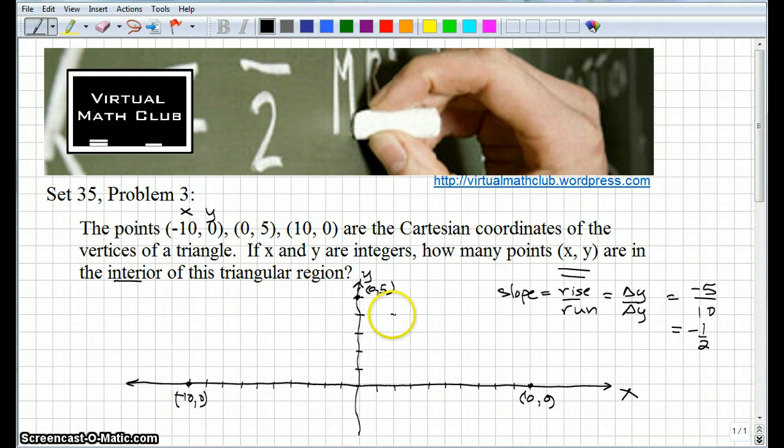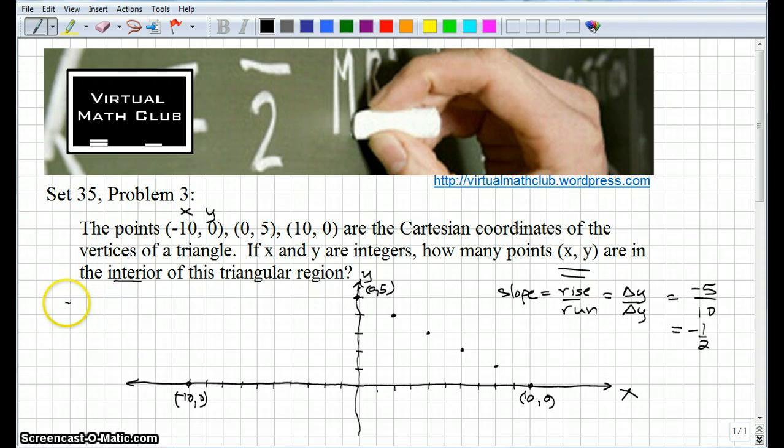Okay, so let's draw in those points. So we go down 1, over 2. Down 1, over 2. Down 1, over 2. Down 1, over 2. And down 1, over 2. So these are points that are going to be on the edges of the triangle. Okay, and same way over here.